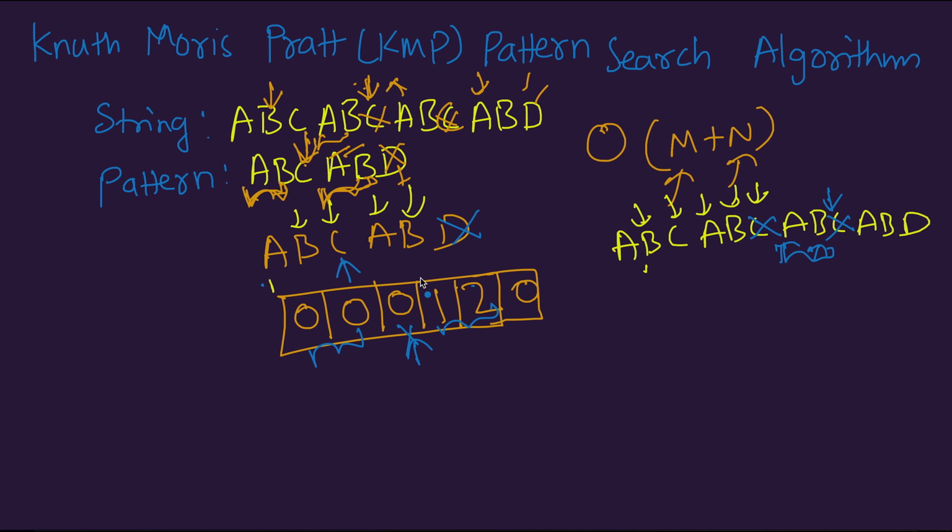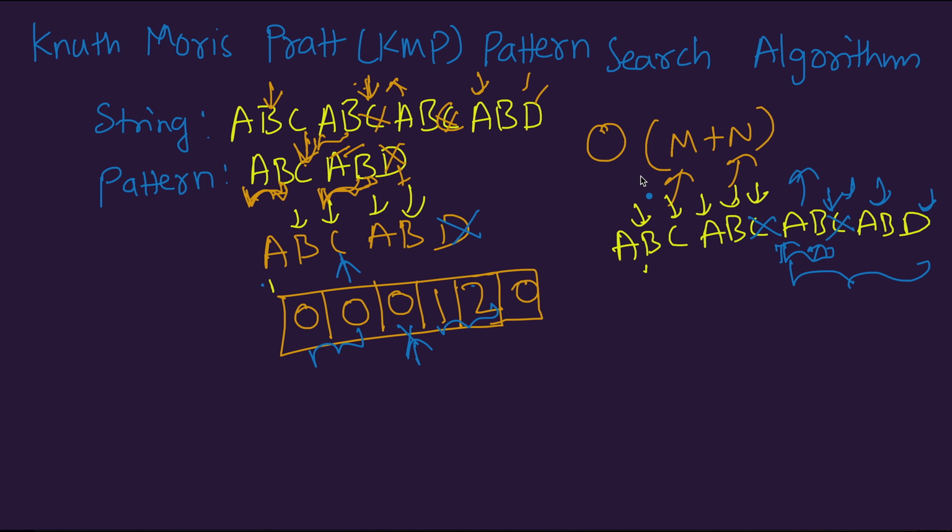So now we compare C and C, which is good, A and A, which is good, B and B, which is good, and D and D. So we found the pattern in the string in the last indices. So once we found it, we would return the index of this one.